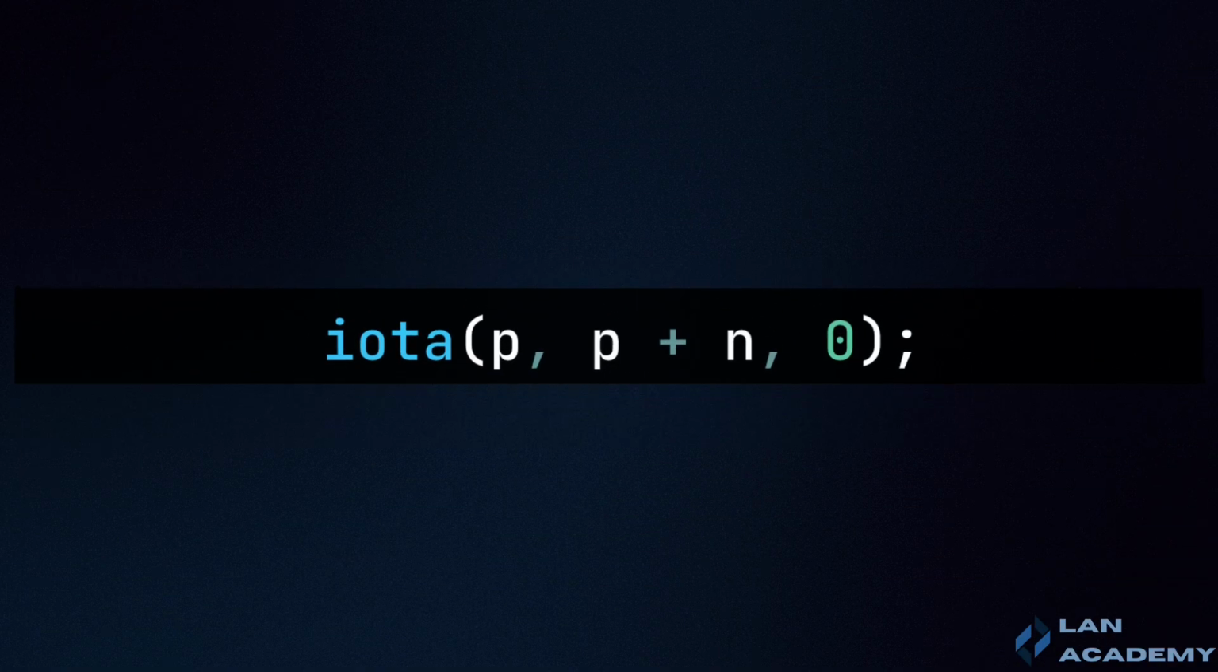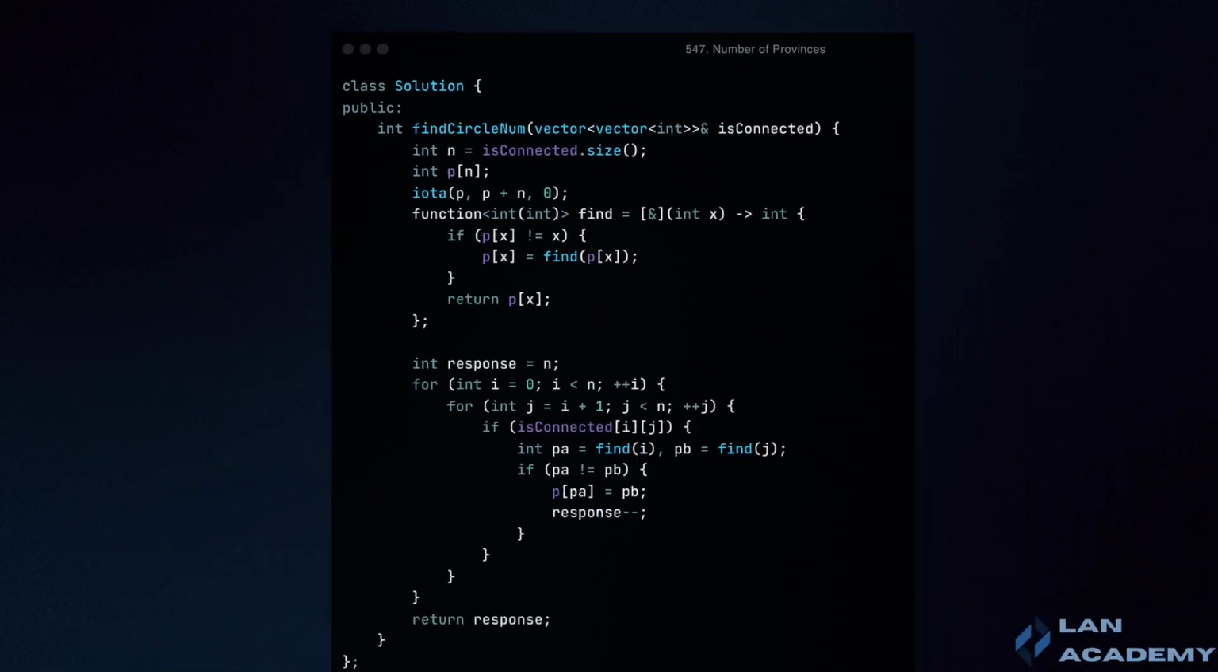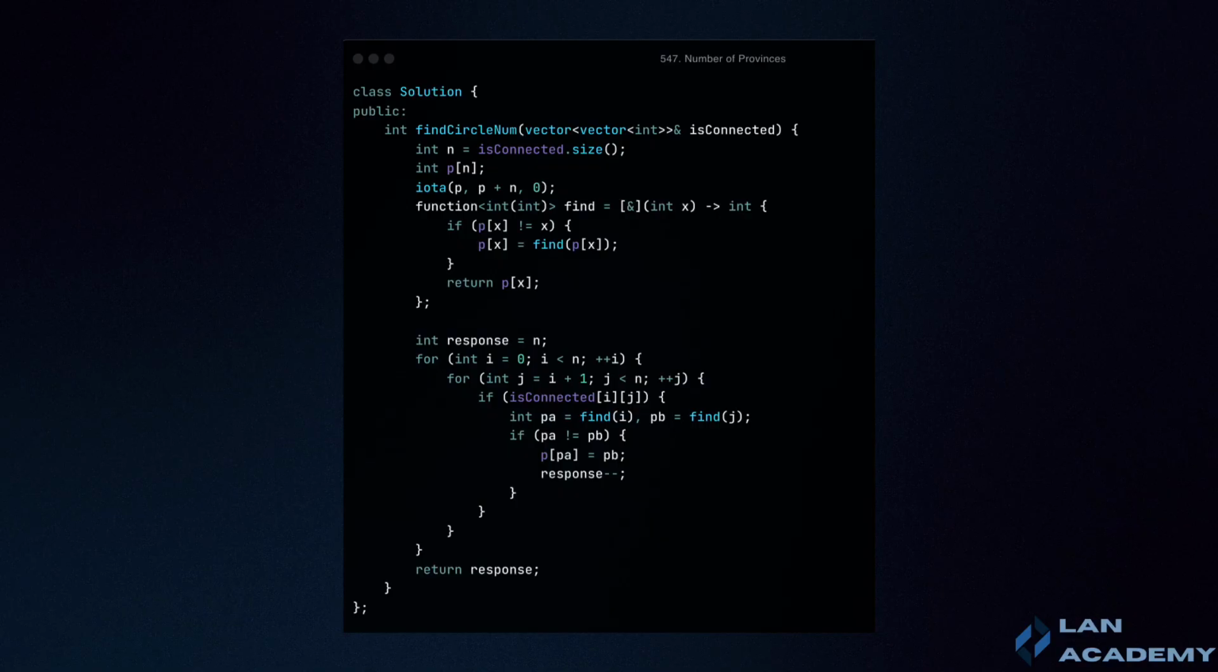Initializing the parent vector p using the iota function ensures that each element is its own parent at the start of the union find algorithm. This sets the basis for tracking and combining sets of elements based on the connections found, allowing the algorithm to work efficiently and correctly. In conclusion, we use the union find algorithm to determine the number of provinces in a set of connected cities. The iota function initializes the parent vector so that each city starts as its own parent. By traversing the connectivity matrix and applying union and find operations, we efficiently determine the number of distinct groups of cities, each representing a province.